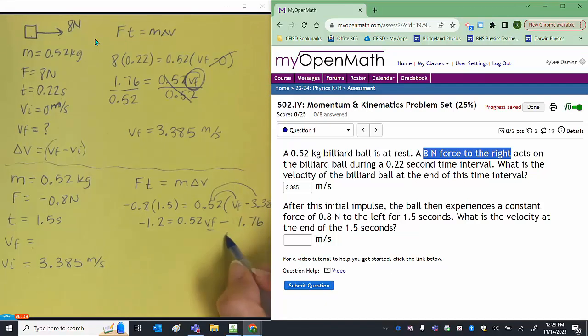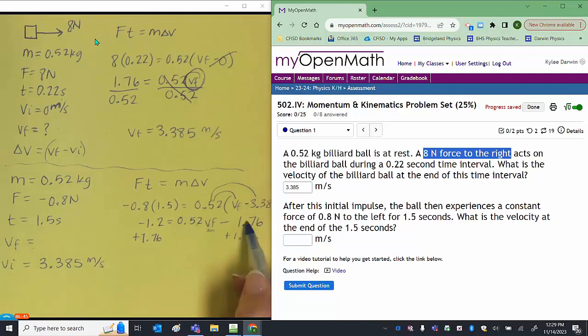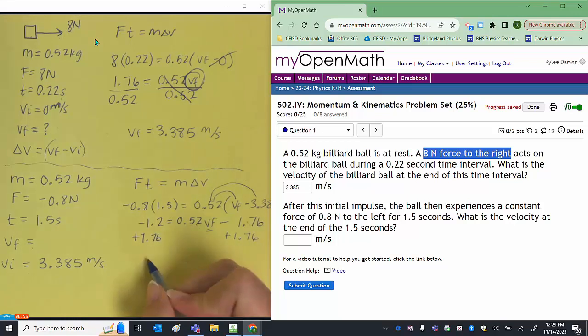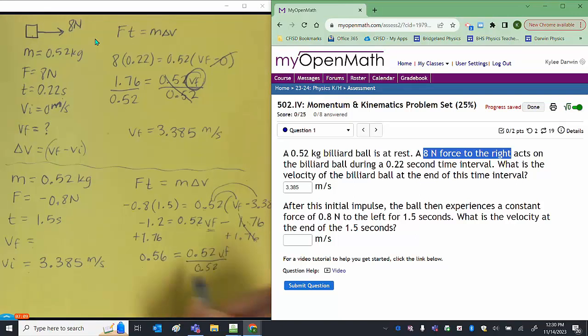Okay, so from here, again, I'm ultimately trying to solve for VF, so I need to isolate that variable. My next step mathematically is to add 1.76 to both sides. Again, you can't subtract this. These are not like terms. So you have to get this out of here, and we're going to do that by addition. So it's going to be 1.76 minus 1.2, which gives me 0.56 equals 0.52 VF.